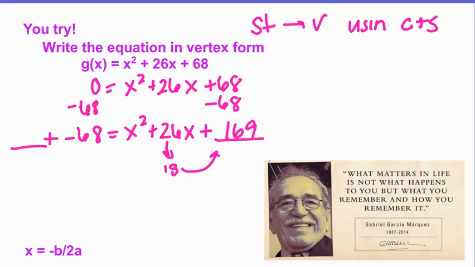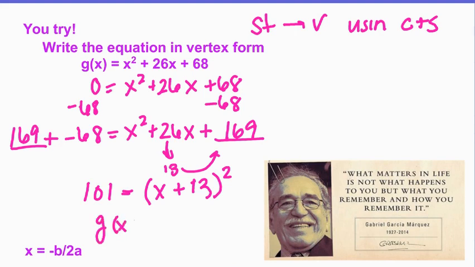Then I need to quickly factor. Oh, see, that thing I forget. Good thing I drew a blank. I need to add my perfect square to both sides. Then I'm going to factor. This is x plus 13 squared. And when I add 169 and negative 68, I get positive 101. Now I need to move it back. Need to subtract 101 from both sides to get it over to here.